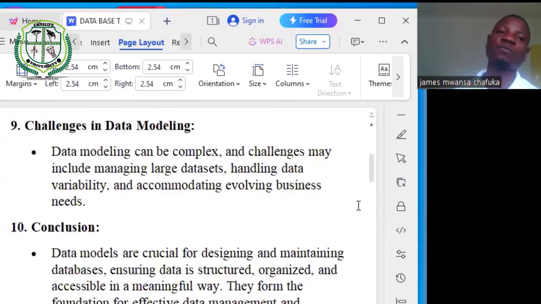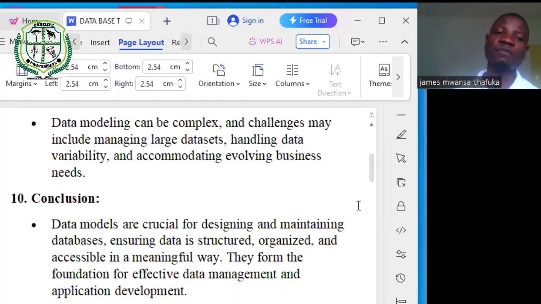Apart from that, there is also an aspect of challenges in data modeling. So here, it focuses on the fact that data modeling can be complex. When you talk of challenges in data modeling, we are emphasizing that data modeling can be complex, and challenges may include managing large data sets, handling data variability, and accommodating evolving business needs, okay, which is very much important, and it is part of data modeling.